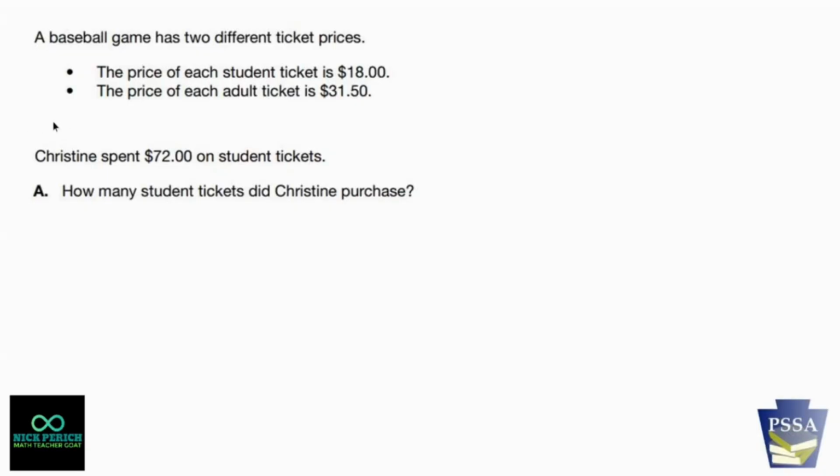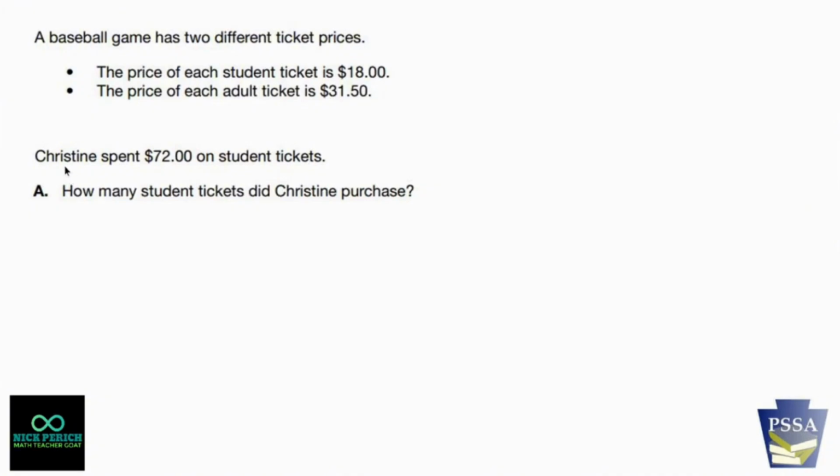All right, we have ourselves a sixth grade open-ended problem. A baseball game has two different ticket prices. The price of each student ticket is $18 even. The price of each adult ticket is $31.50. This is a three-part problem.